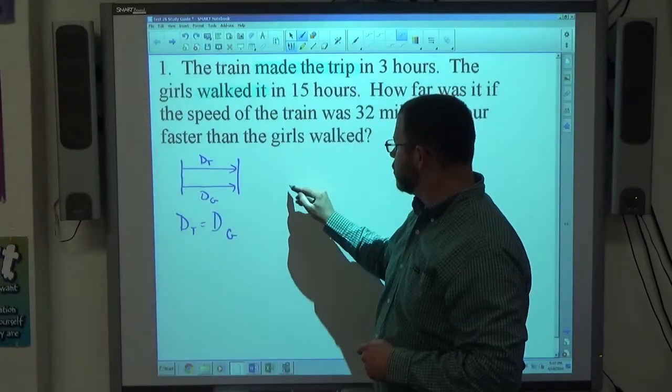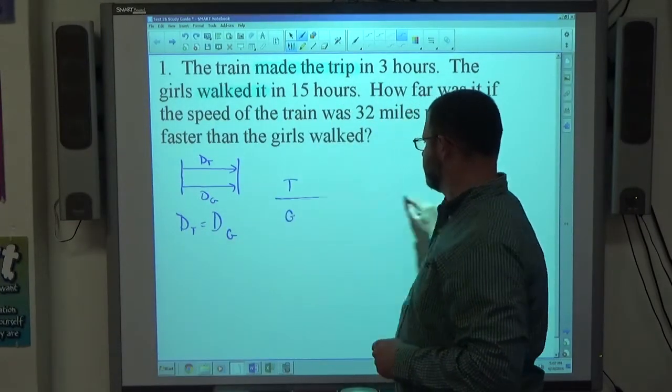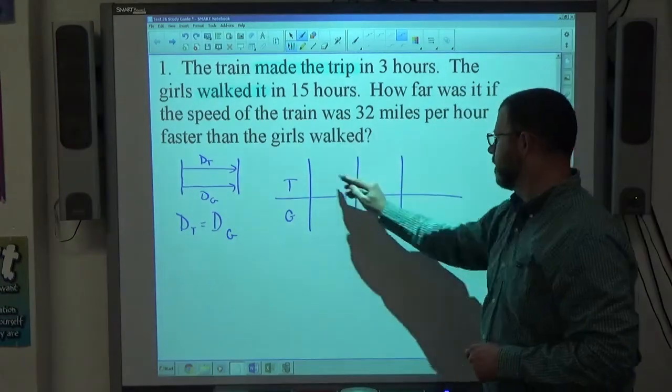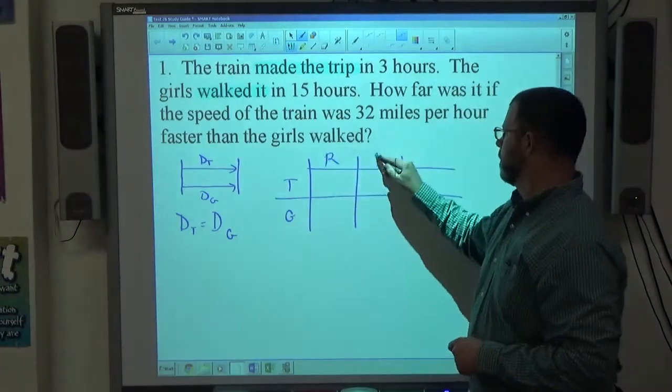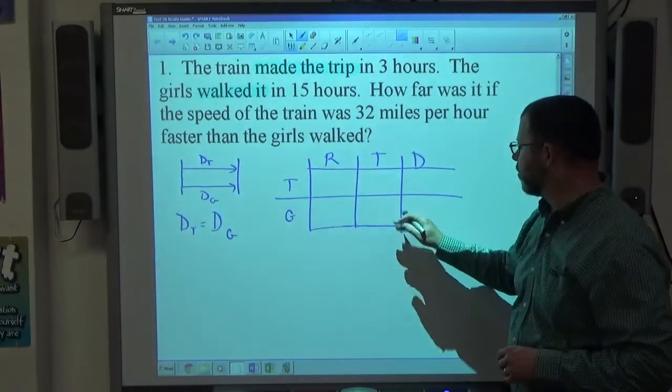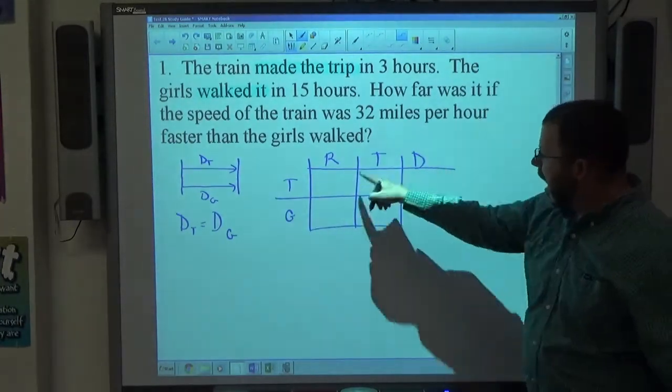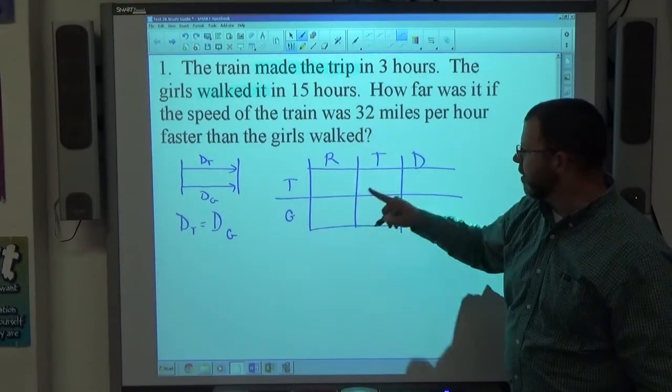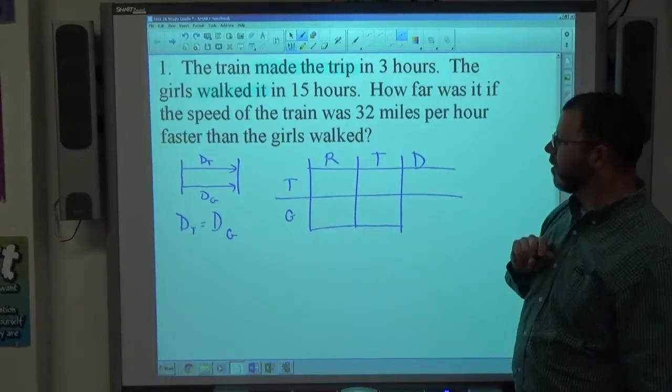Then I make my chart. So I've got train and girls. And I need to identify things about rate and time that they tell me in the problem. So I'm focusing on these 4 boxes here. How fast did the train go? How fast did the girls go? How long did the train go? How long did the girls go?